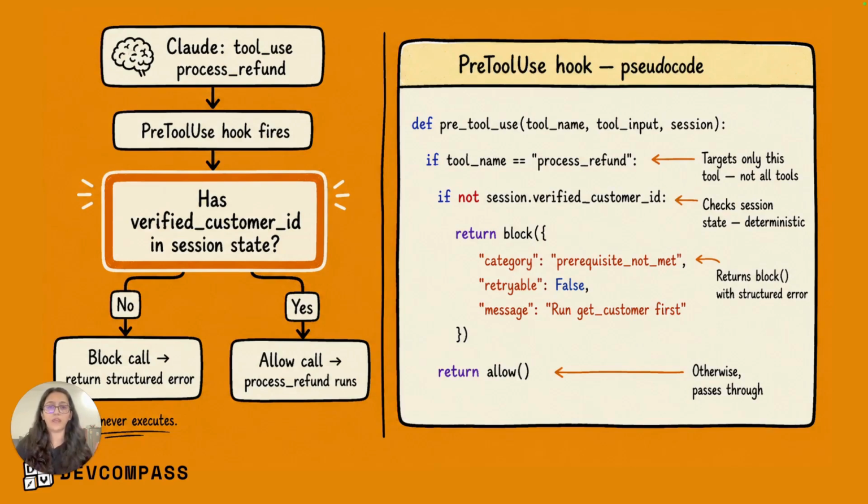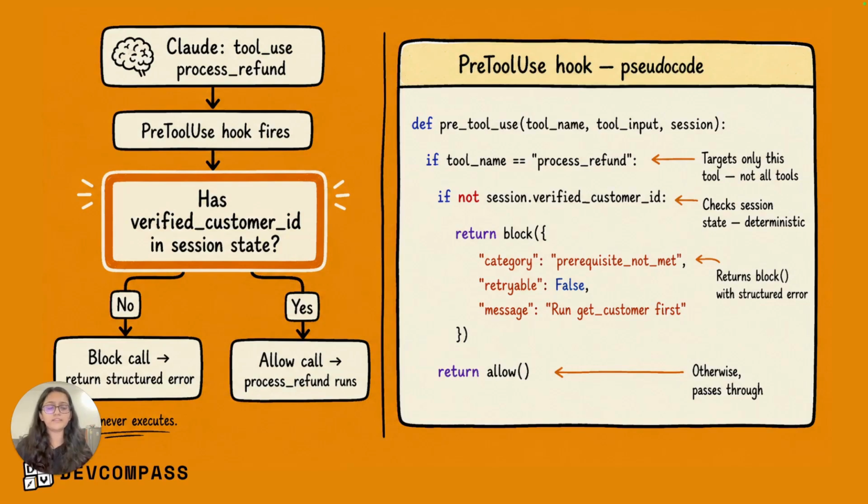Now look at the code on the right. The function takes three arguments: the tool name, the tool input, which is the arguments Claude passed, and the session object. First, it checks the tool name. This hook only activates for process refund, not for getCustomer, not for lookup order, not for any other tool. And that is a very important detail. You can write hooks that apply to all tools or hooks that target very specific ones. Then it checks session state. If the condition isn't met, block with the structured error, otherwise return allow.